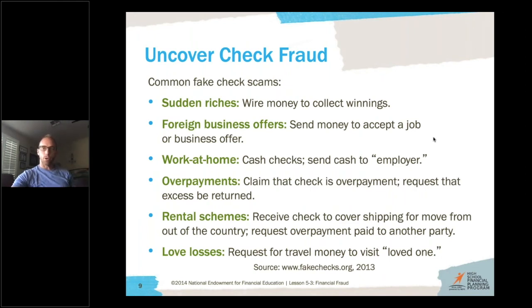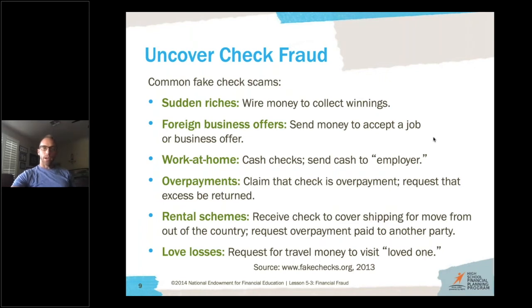We've talked about this before. If it seems too good to be true, it probably is. If somebody's writing you to say, oh, I found some money that belongs to you, send me your account information, don't do it. If someone's saying that you've been chosen to be the U.S. representative of this African mining company, don't believe them. All right.